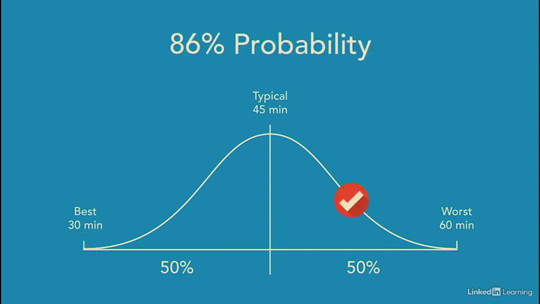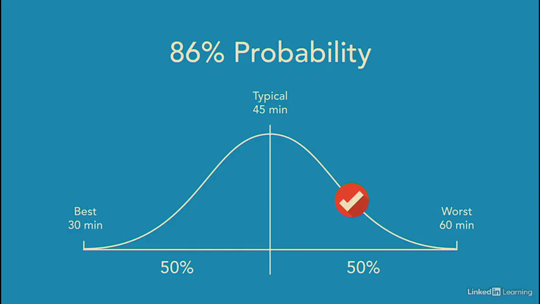We've eliminated the best, worst, and most likely values. You're probably wondering what number you should use for your estimate. The answer is about halfway between the average and worst-case values.